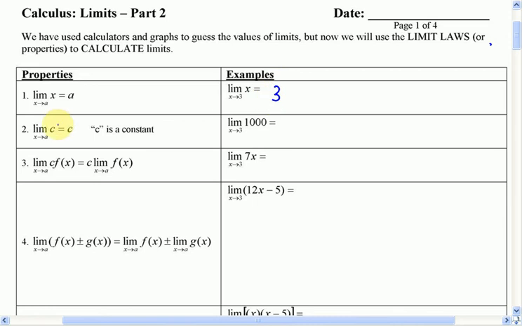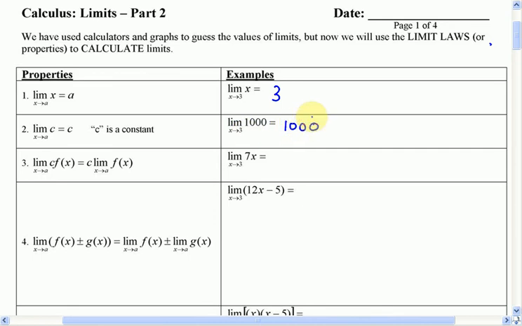Now the next one's a little bit different from before. It says the limit of x approaching a of c. Now c is a constant, like a number, like 1, 2, 3, 4, pi, -5, √5, all those numbers. So as an example, if I took the limit as x approaches 3 of the number 1,000, or the function 1,000, see how there's no x? So the 3 doesn't come into play. The answer is just 1,000.